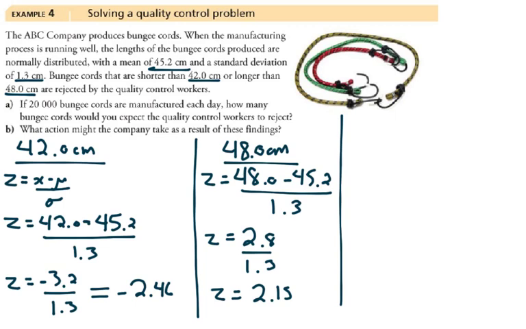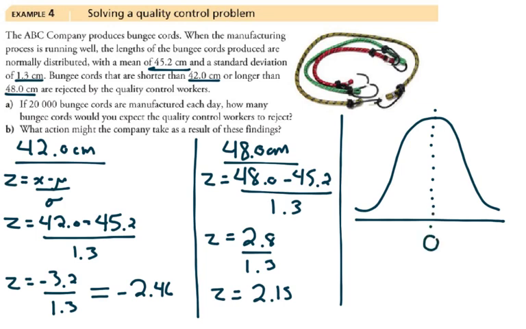So let's tie this back into the normal distribution. We said that these bungee cords get normally distributed. The mean would have a z-score of 0. And I only care about anything that has a z-score of less than negative 2.46 or greater than 2.15. So to find which percentages fit in those regions, we go back to the z-score table.